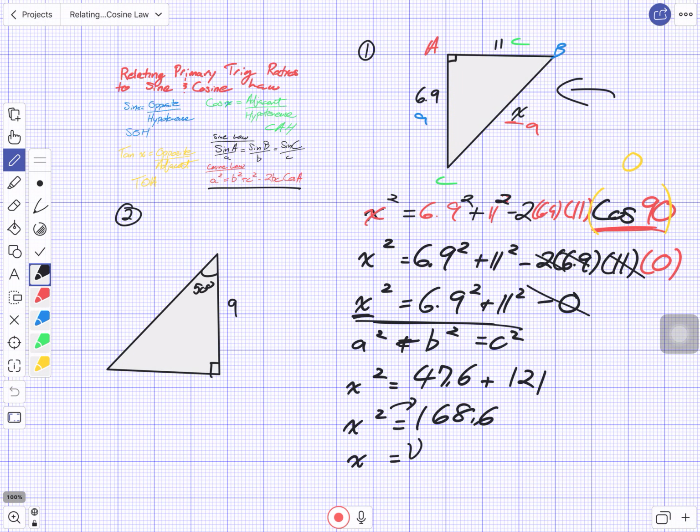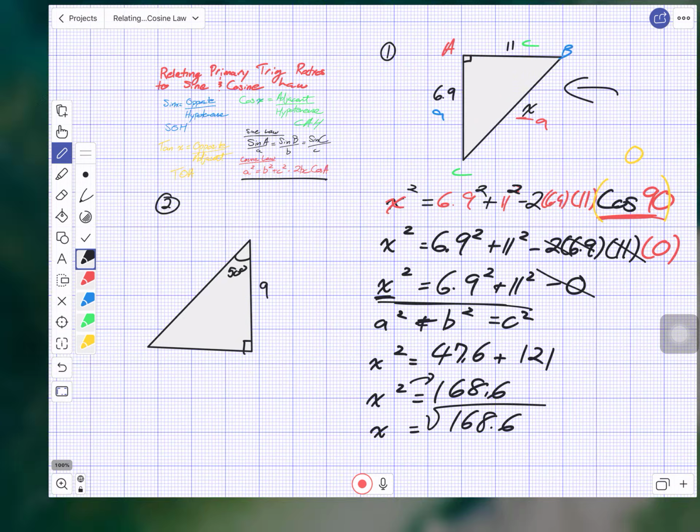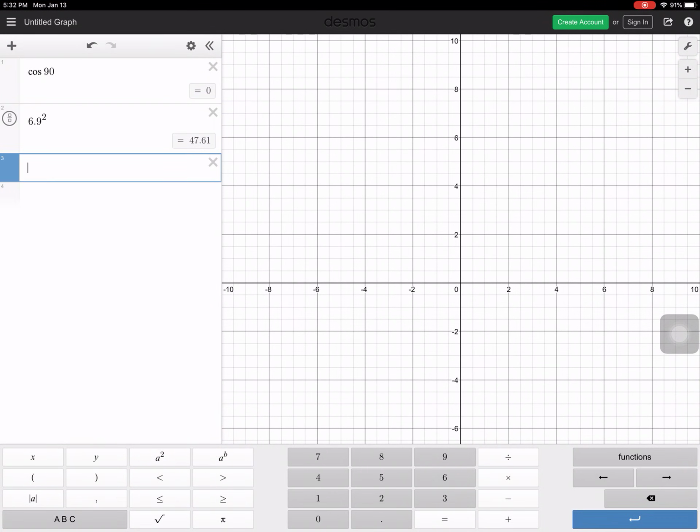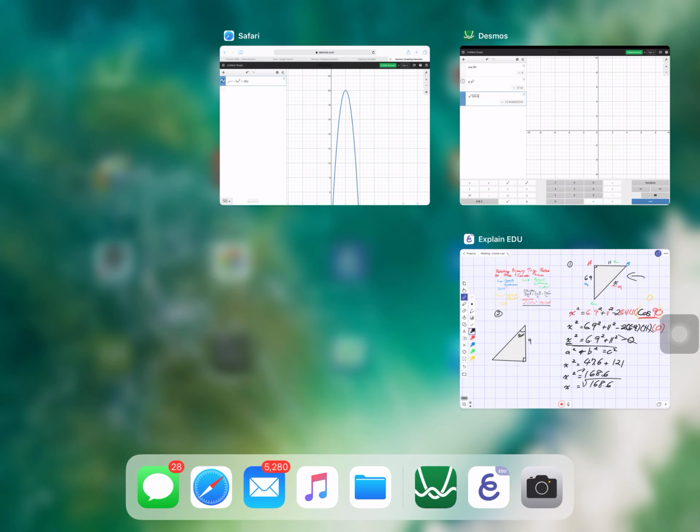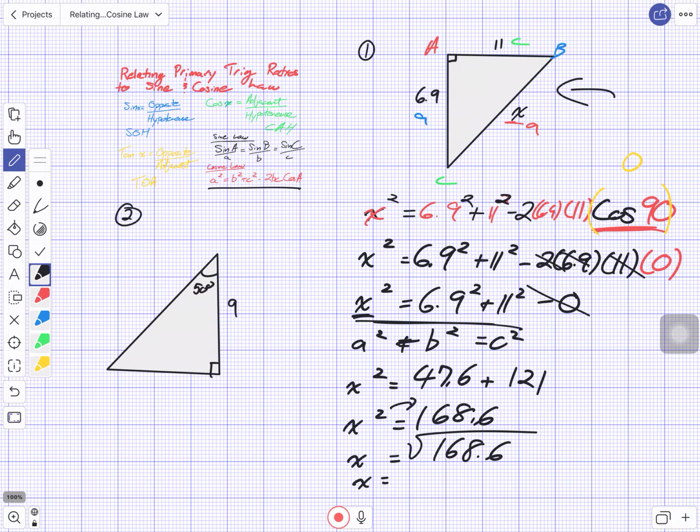And then we're going to find the square root of that. When we bring this over, it becomes a square root. So square root of 168.6. Let's do that together. 168.6. What'd you get? 12.98. About 13. X equals 12.98. Let's just say it's approximately 13. So this side is then 13.